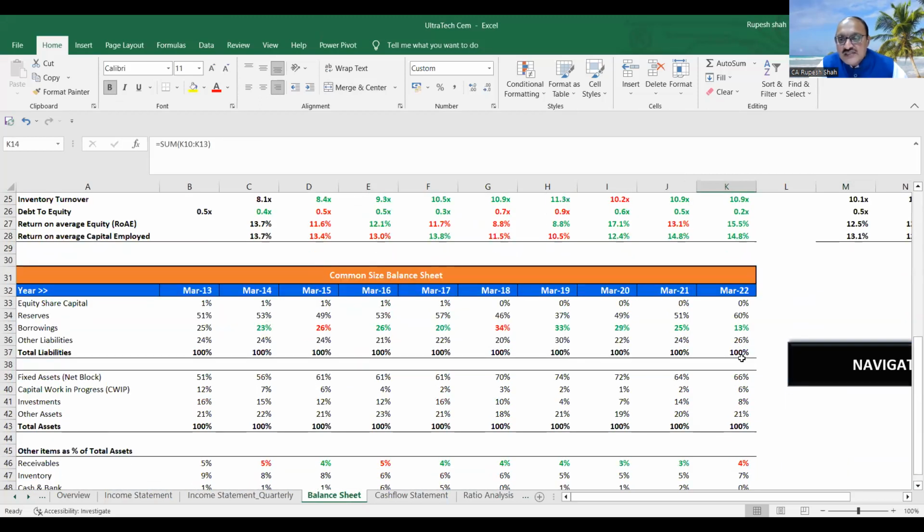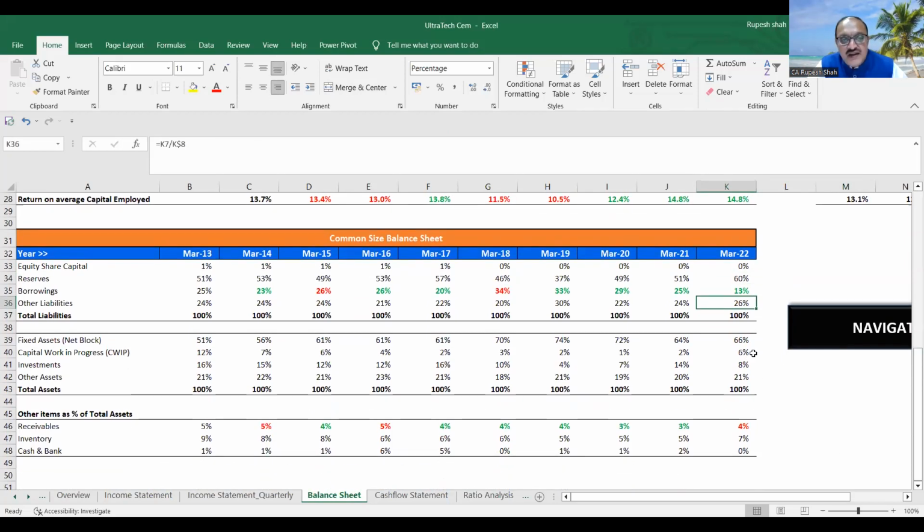And just go down and see that out of this, 60% is funded by the promoter and the shareholders. That means their own money is the most invested. Borrowing is hardly 13% and outsider money is 26%, right? And almost 72% is going into the fixed assets of the company for long-term use.